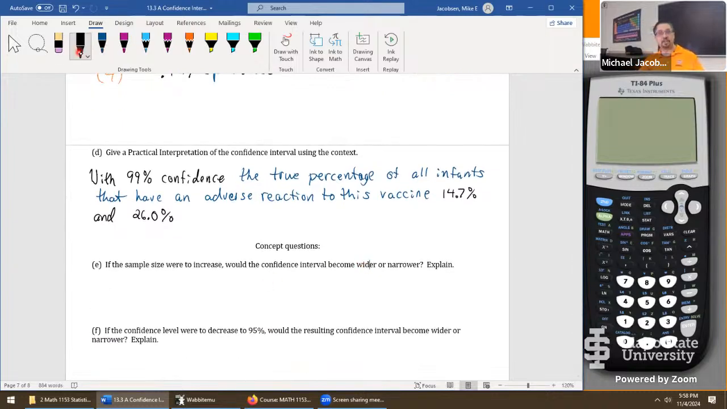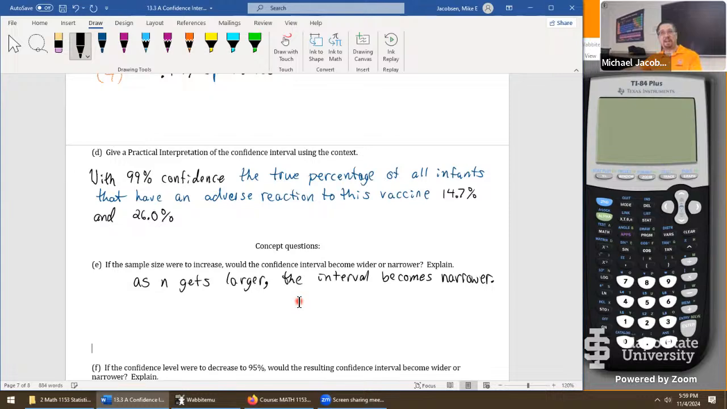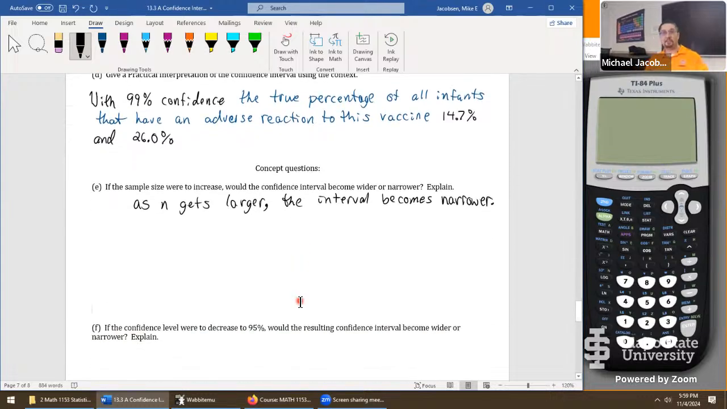If the sample size were to increase, as n gets larger, the interval becomes narrower. Now I claim narrower, but that means I have to explain it. So we'll do it the best we can. Narrower is kind of a weird word. More narrow, I think that's a better way to say it. Becomes more narrow. So why does it do that?